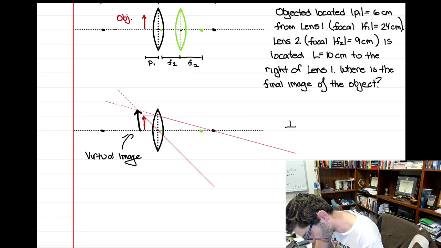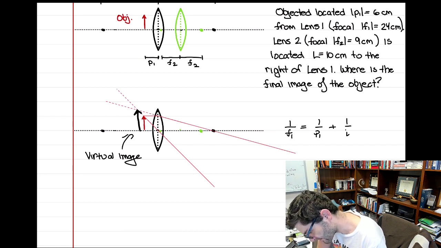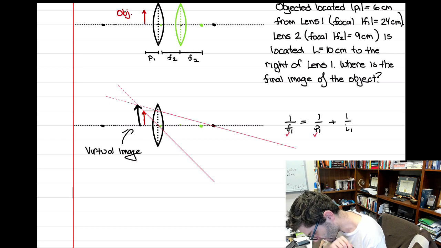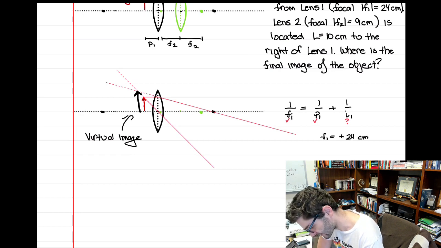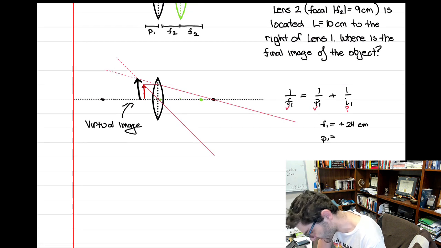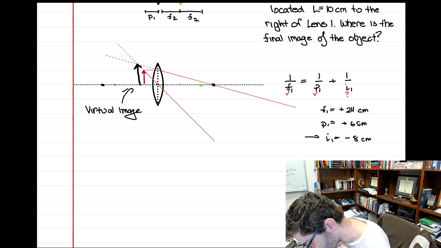So again, the idea of 1/f = 1/p + 1/i. And we'll use subscripts because we're dealing with lens 1, which has a focal length of 24 centimeters. The original object was 6 centimeters away from the lens. And then this image is located at some to-be-determined location. Again, we know f, we know p, we do not know i. And we just have to be careful about our sign conventions. So in this case, f1 is plus 24 centimeters, because the convention is it's plus for a converging lens. p1 is plus, we said it was 6 centimeters away. Then you chug those through the equation, and you should get at the end of the day that i1 equals negative 8 centimeters. So I draw it 8 centimeters behind the lens.